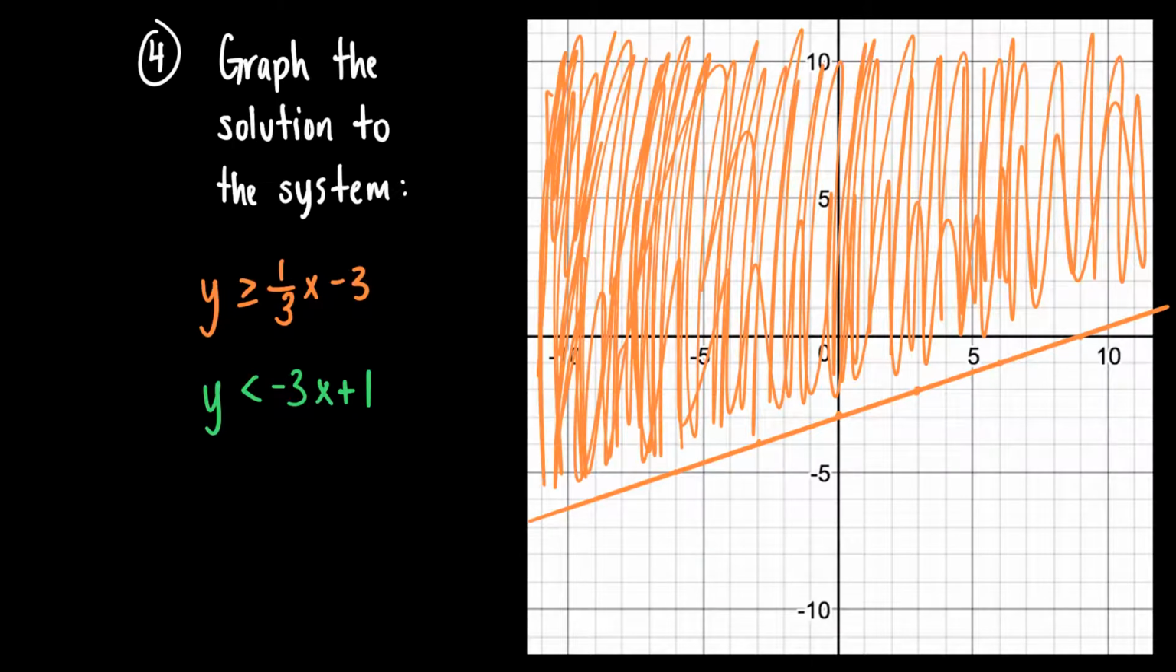So we're going to take -3x plus 1. We're going to go up to plus 1 there, and we're going to go down 3 over 1, down 3 over 1, down 3 over 1, and we'll graph this line. Make sure when you do this line that you do a dashed line. Also, we can go up 3, left 1, up 3, left 1. So we'll do a dashed green line.